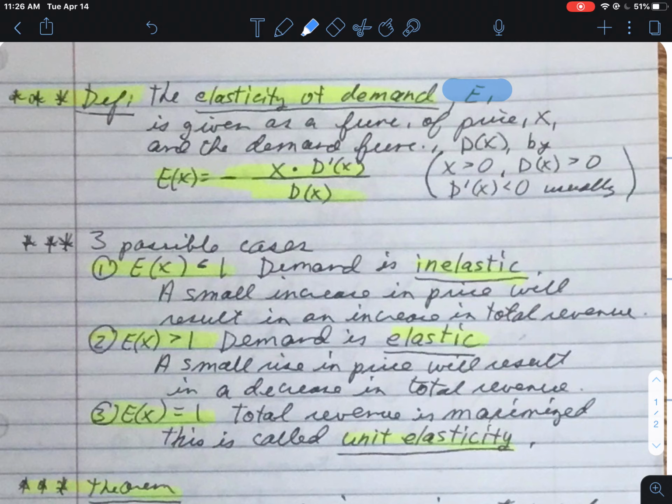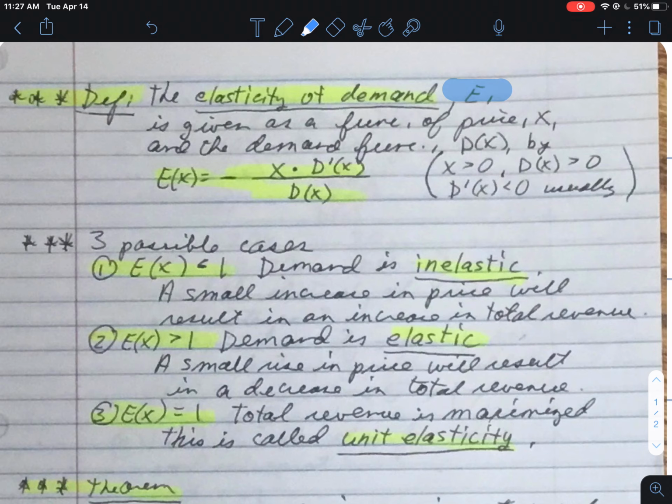Now, the reason for that negative in front, just to clarify why this thing looks the way it does, well, remember X represents the price of our item. All right, so that's going to be a positive value. Remember, D of X is the demand, how many of the items we would expect to sell at that given price. So that, again, should be a positive value. Right? We're not going to sell negative items.